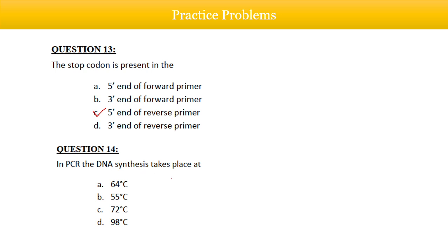In PCR, at what temperature does DNA synthesis take place? The optimum temperature at which our DNA polymerase works is 72. So you heat it at 98 or 95, then you cool it down to an annealing temperature depending on the melting temperature of the primers, but extend it at 72 degrees. That is the optimum temperature at which a DNA polymerase works.